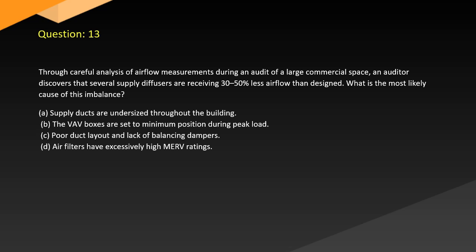A. Supply ducts are undersized throughout the building. B. The VAV boxes are set to minimum position during peak load. C. Poor duct layout and lack of balancing dampers. D. Air filters have excessively high MERV ratings.